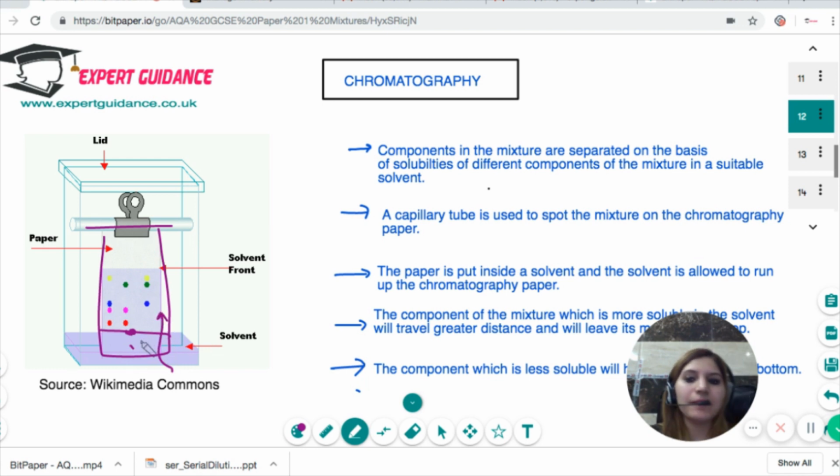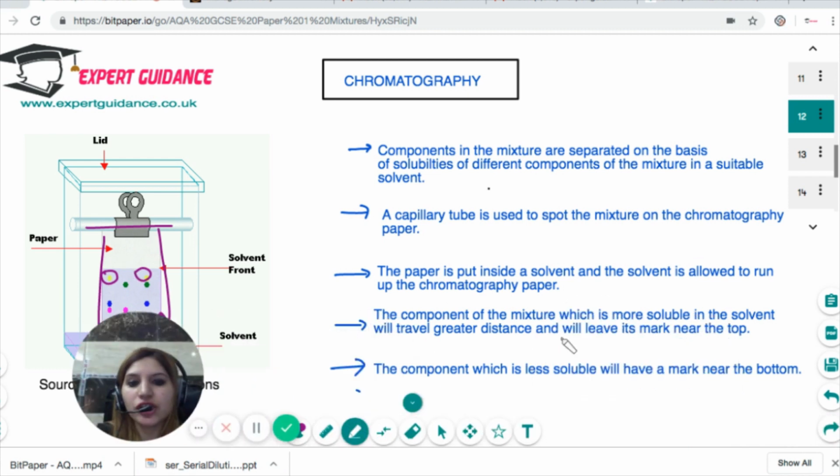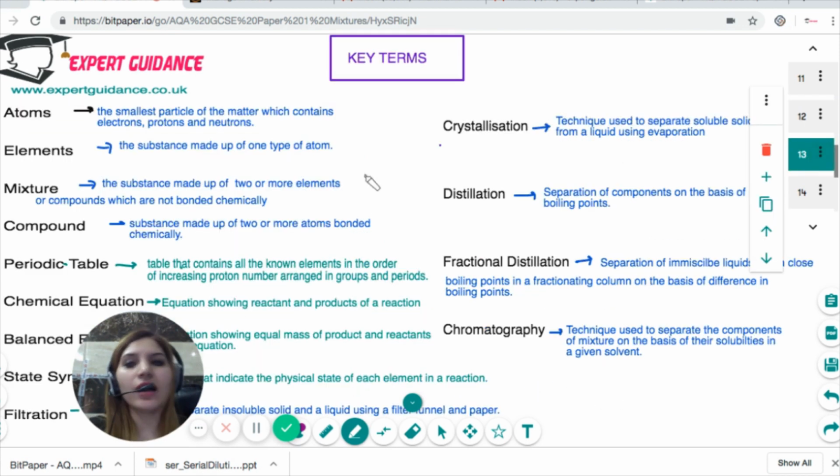As the solvent passes the mixture, it will dissolve all the components inside it, and the components of the mixture which are more soluble will travel up, and the components which are less soluble in the solvent will give a mark at the bottom. So in this figure, you can see that the yellow components are more soluble, so they traveled up, and the red components are less soluble. The components of the mixture which are more soluble will travel a greater distance and leave their mark near the top, and the component which is less soluble will have a mark near the bottom.